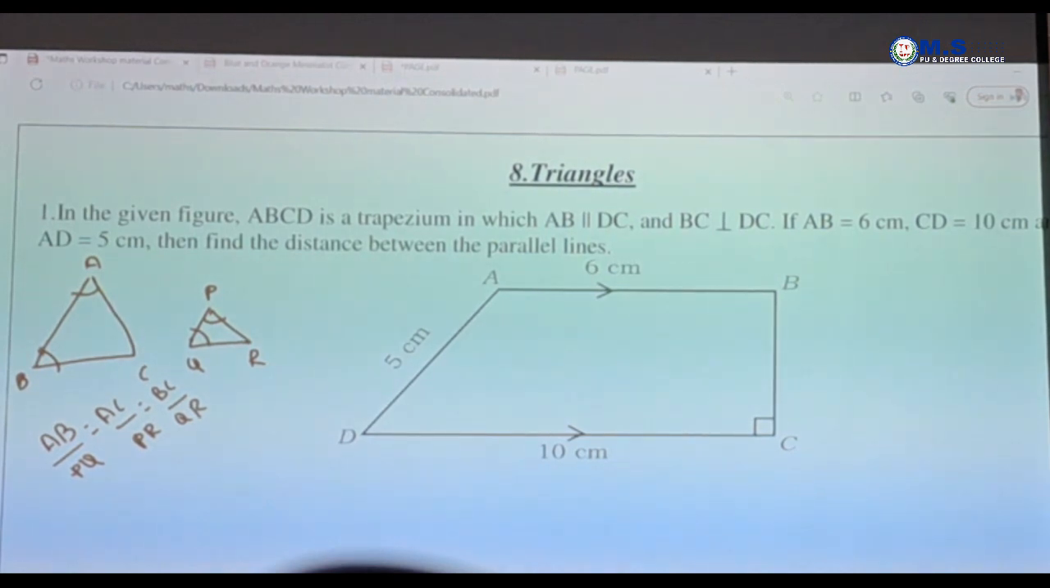Okay, since these two corresponding angles are the same, according to the angle criteria they are similar. Once they are similar, what can you write? You can write like this. This will help you in solving these problems.